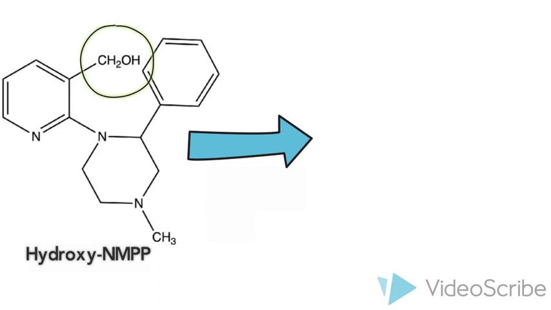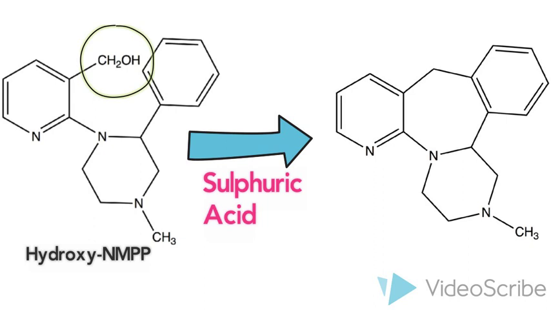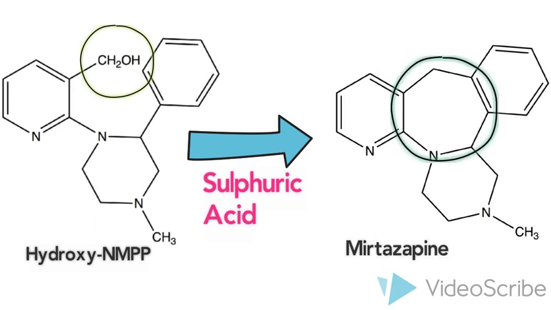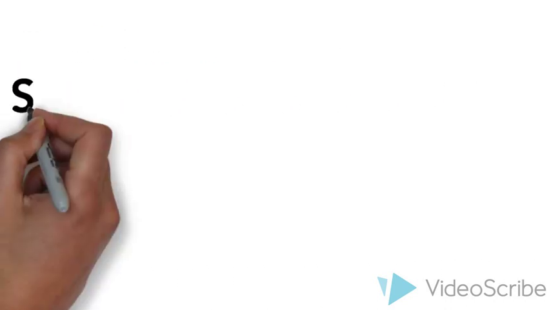And finally, the product hydroxy-NMPP is treated with sulfuric acid at room temperature. This then forms the cyclic ring in mirtazapine. So that was a lot of chemistry we went through there.